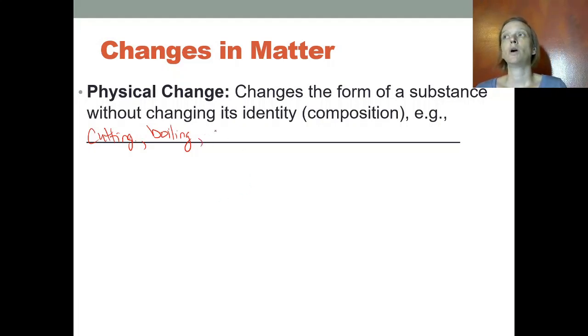If you dissolve salt in water, you still have salt and water. You're just doing a physical change. You are not chemically changing the salt or the water.